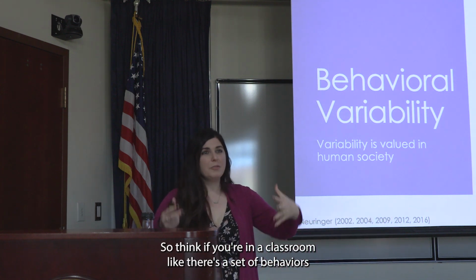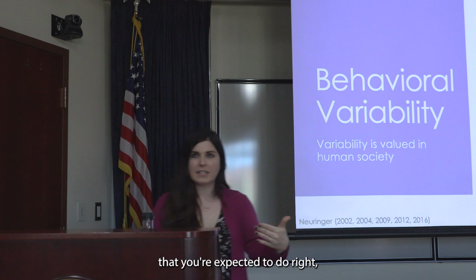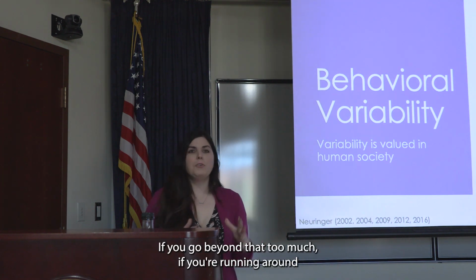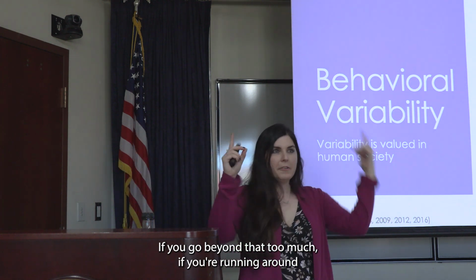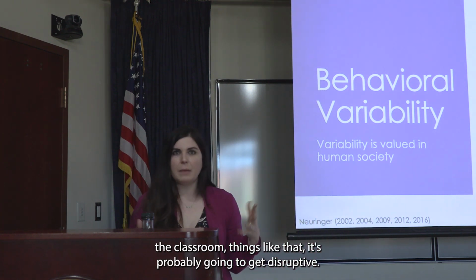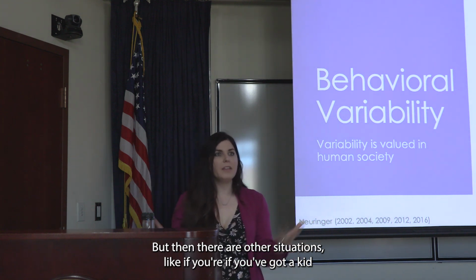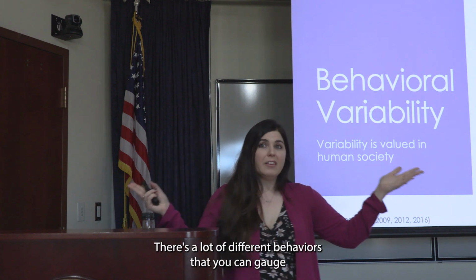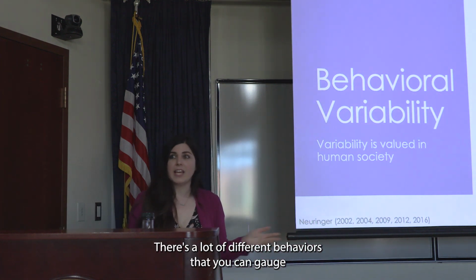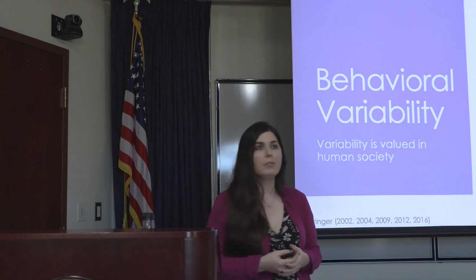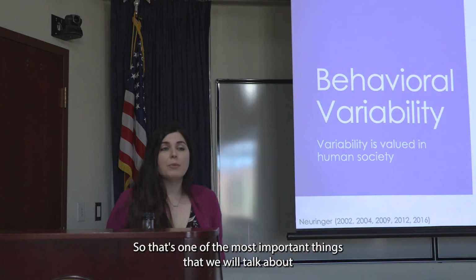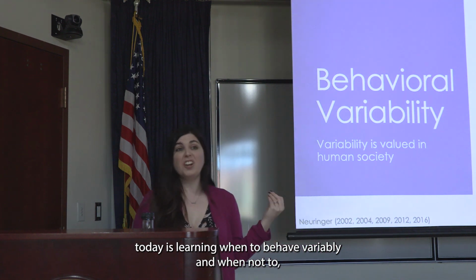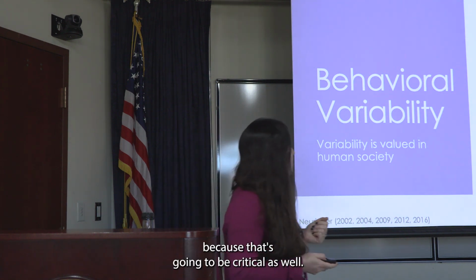So think if you're in a classroom, right, there's a set of behaviors that you're expected to do, right? You're expected to sit, take notes, ask questions, answer questions. If you go beyond that too much, if you're running around the classroom, things like that, it's probably going to get disruptive. But then there are other situations, like if you've got a kid who's on the playground playing, where you're wide open. There's a lot of different behaviors that you can engage in, and each one is going to have its own value. So that's one of the most important things that we will talk about today, is learning when to behave variably and when not to, because that's going to be critical as well.